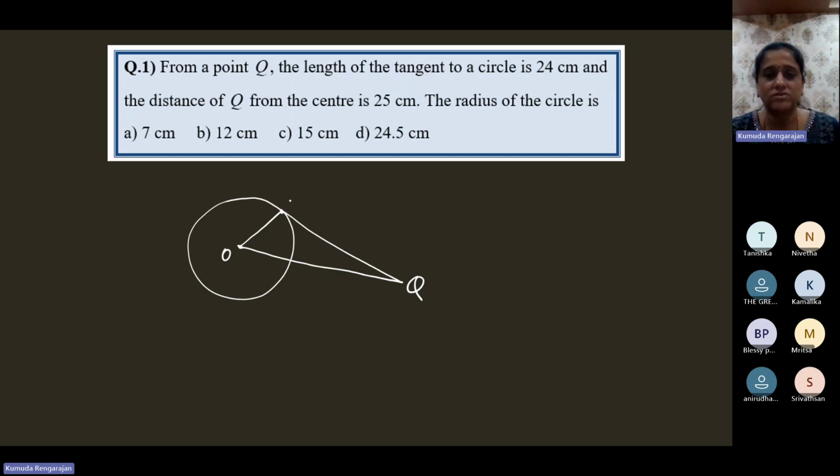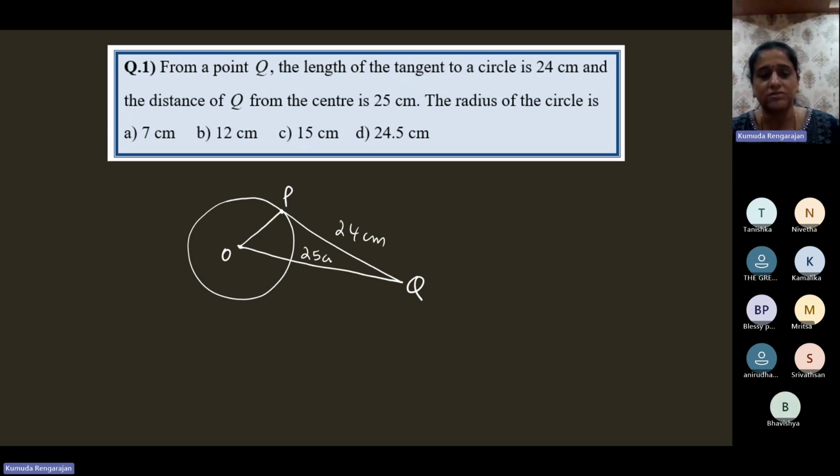So let me call this P. This is 24. And the distance of Q from the center. So this one, OQ, is 25 centimeters. The radius of the circle is. So we know this is 90 degrees because this is the radius and this is the tangent. At the point of contact, they meet at right angles. So this one is a right triangle. The hypotenuse is 25 centimeters. So we have OP square plus 24 square is equal to 25 square.